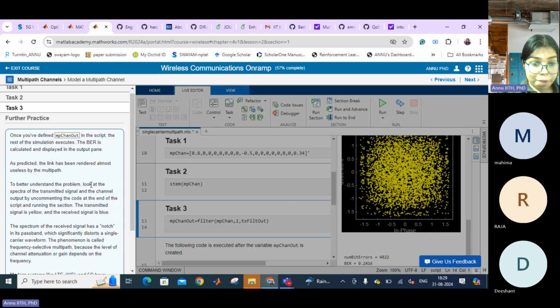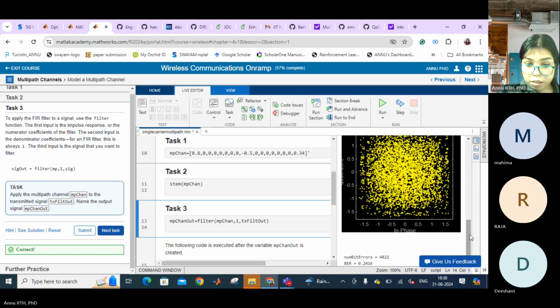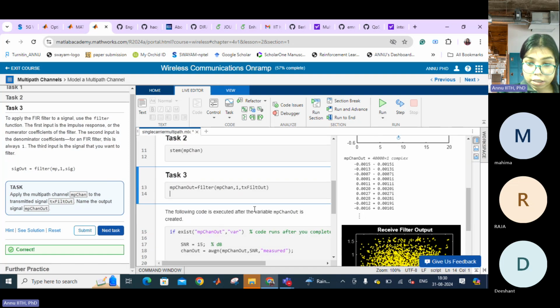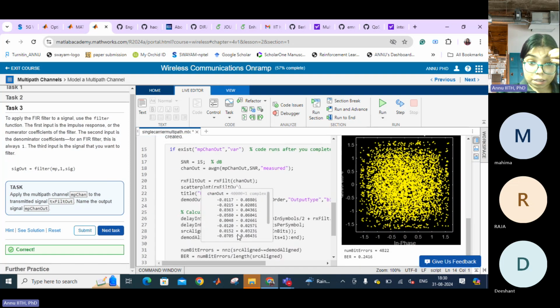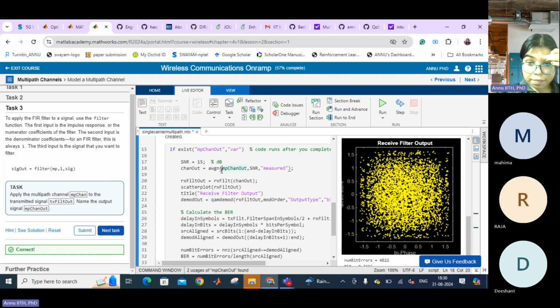To better understand the problem, look at the spectra of the transmitted signal and the channel output by uncommenting the code at the end of the script. So the transmitted signal is yellow and the received signal is blue. That's what this is by default.